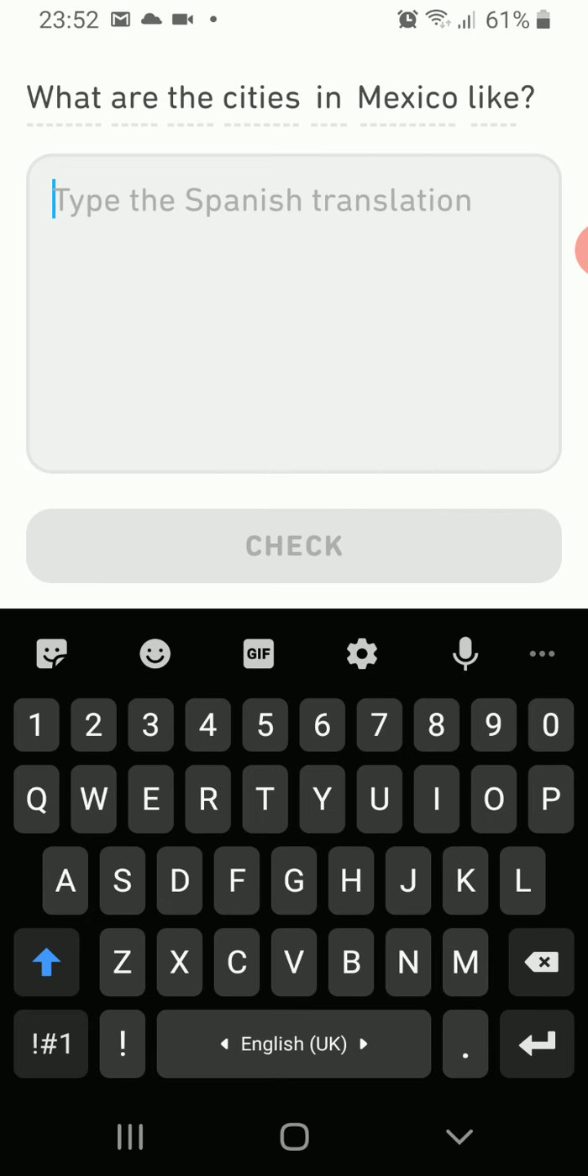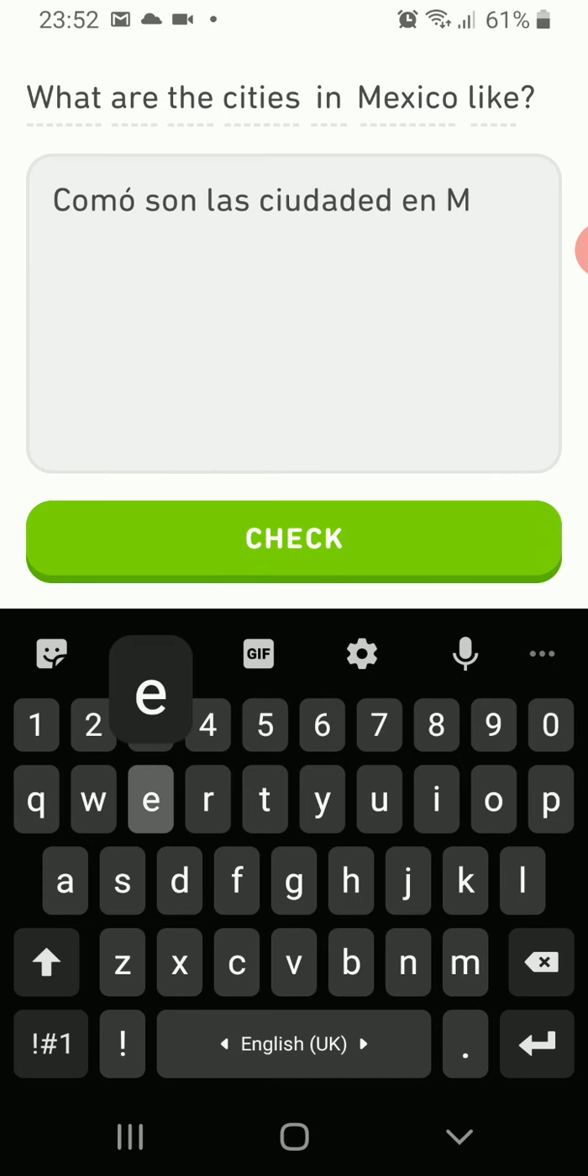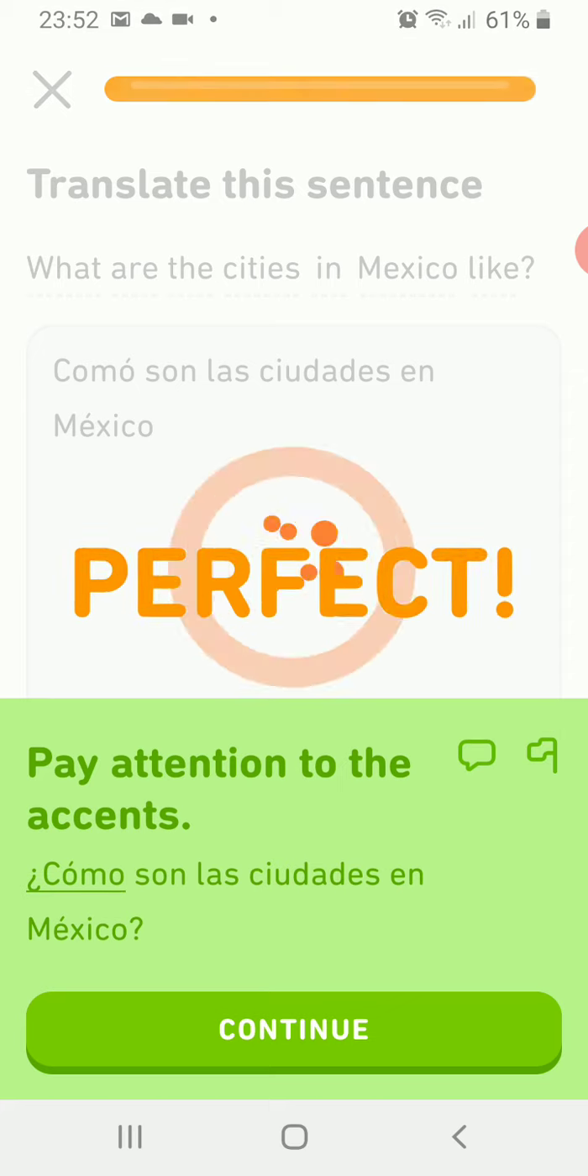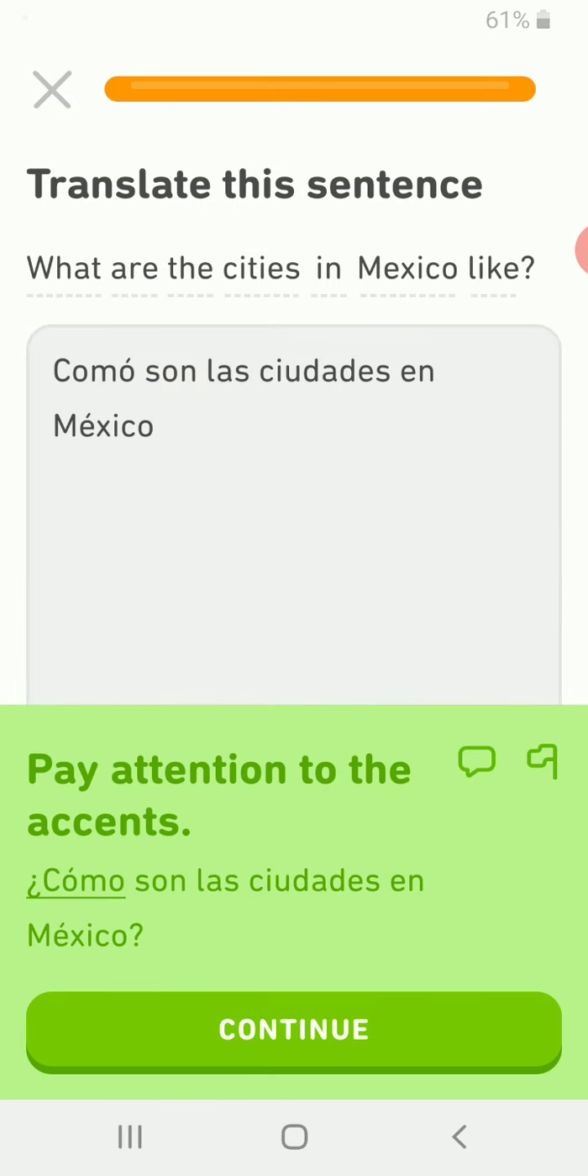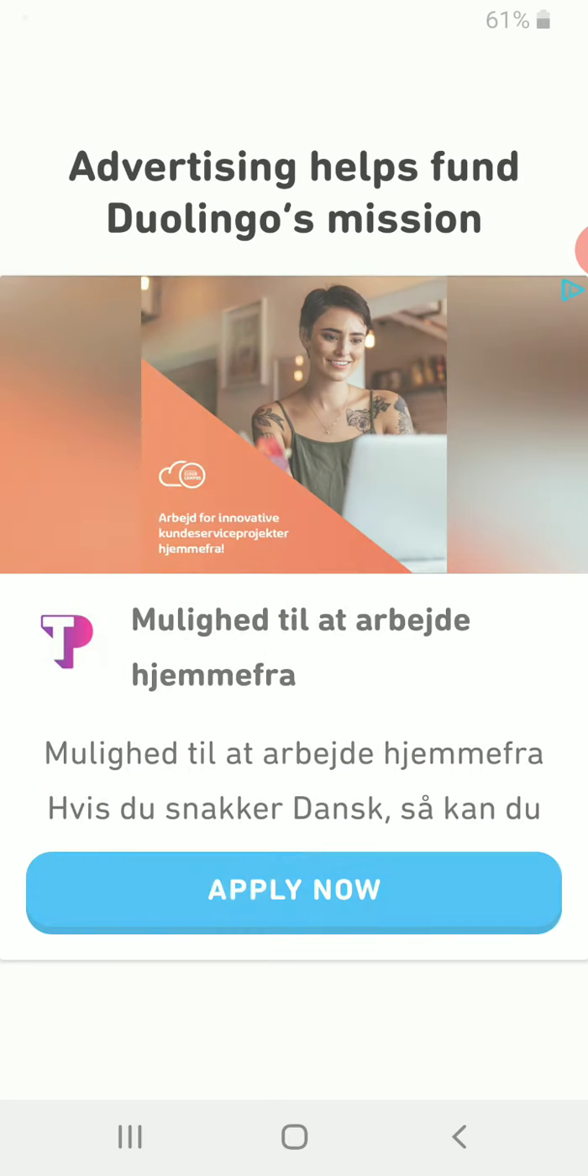So, I think I will write like this. ¿Cómo están? ¿Cómo es? ¿Cómo son? I will write ¿cómo son las ciudades en México? So Mexico, I think there is an accent here. Yes, that's correct. Sorry, I'm losing my voice. The accent is on the first como. So ¿cómo son las ciudades en México? That was the most difficult translation so far that I had to do.